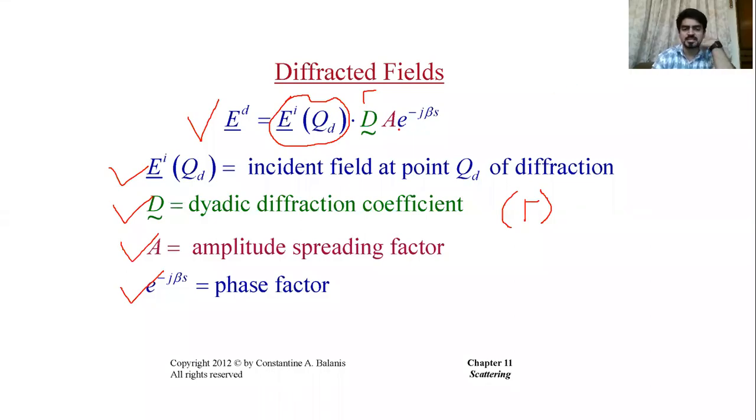Okay, so basically this EI field is nothing but the incident field at Q equals QD point. That is the main important thing. QD is the point of attachment, and we will see that when we discuss the diffraction from curved surfaces.